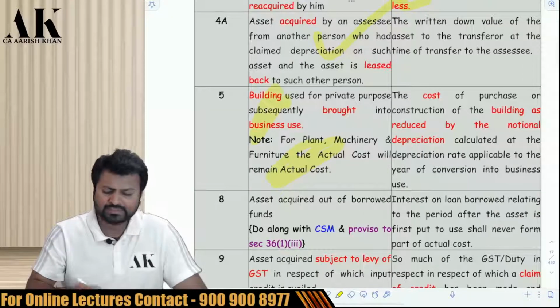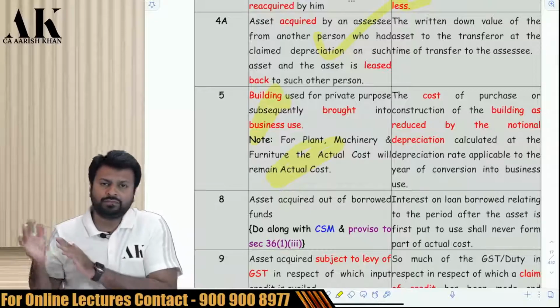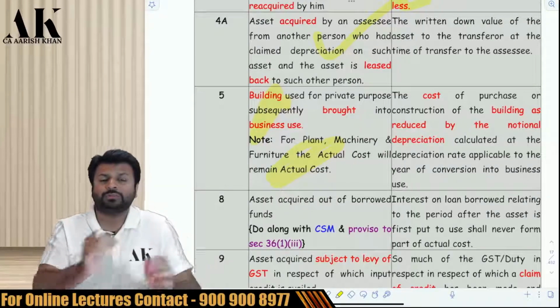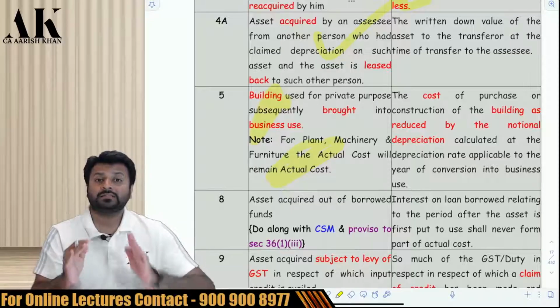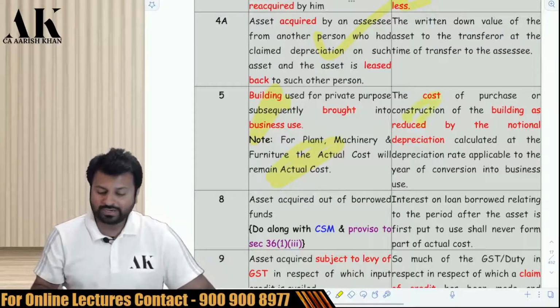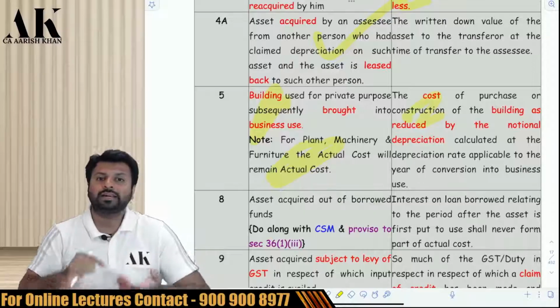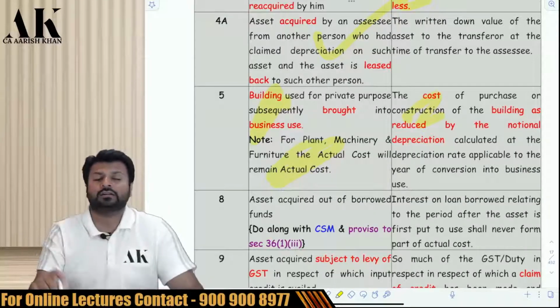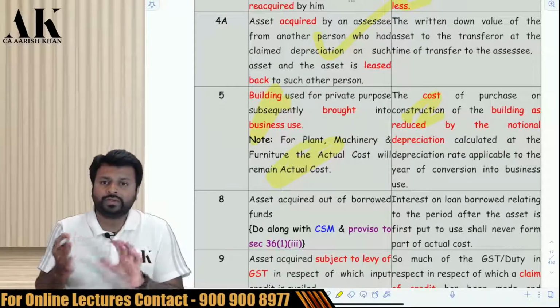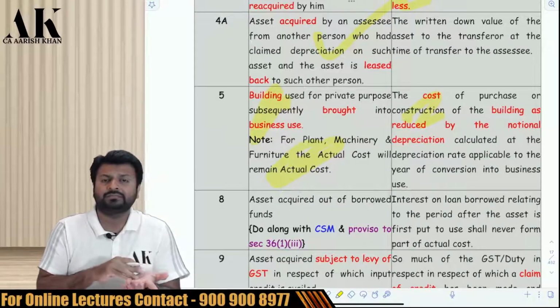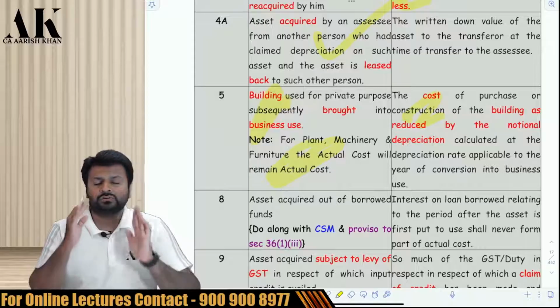But if I have a personal building which I was using for my private purpose, and now I am bringing that into my business, in that case my actual cost will not remain the actual cost. My actual cost will be actual cost minus notional depreciation for so many years as per the rate prevailing in the current year. Suppose in 2015-16 I bought a personal property, and in 2021-22 I am converting that property into a business property. So in that case, actual cost will not remain actual cost.